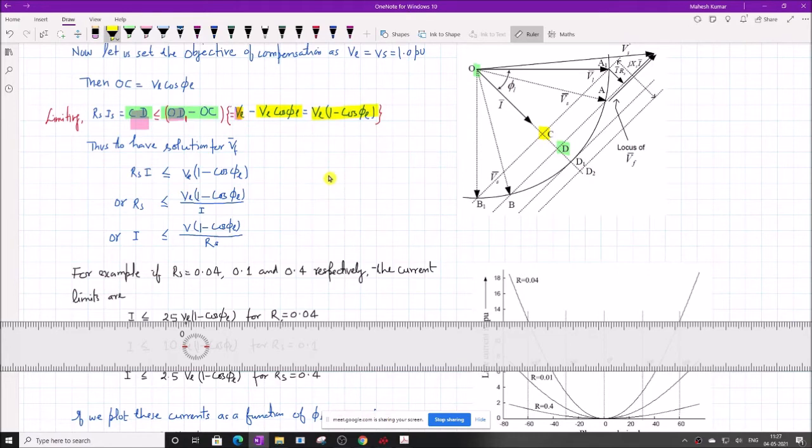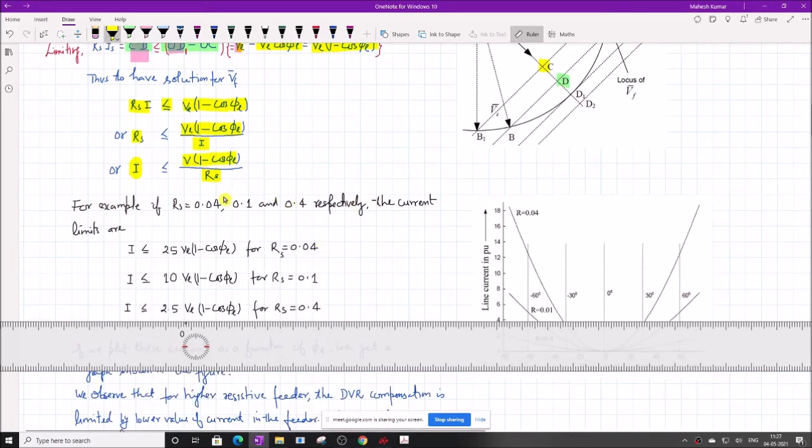Therefore, to have a solution for VF, IsRs must be less than VL into (1 minus cos phi L), and therefore Rs must be less than VL(1 minus cos phi L) by Is, or you can say Is is less than VL(1 minus cos phi L) by Rs. Either way is true.